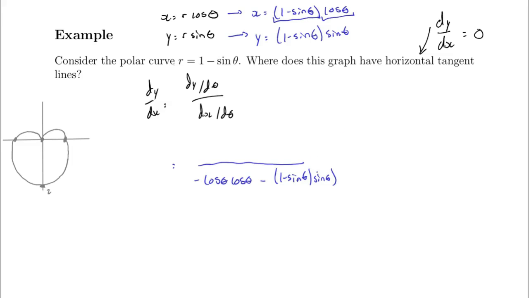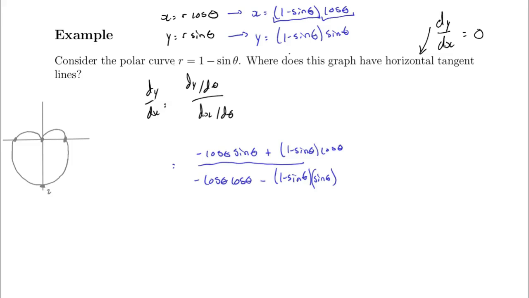Cool. In the top, we're going to do the same sort of product rule here on y. So I'm going to look at the derivative of 1 minus sine theta. That's again going to be negative cosine theta times sine theta. And now I'm going to look at 1 minus sine theta times the derivative of sine theta, which is cosine theta. Cool. This is our derivative, and what we want to do is set this thing equal to 0.